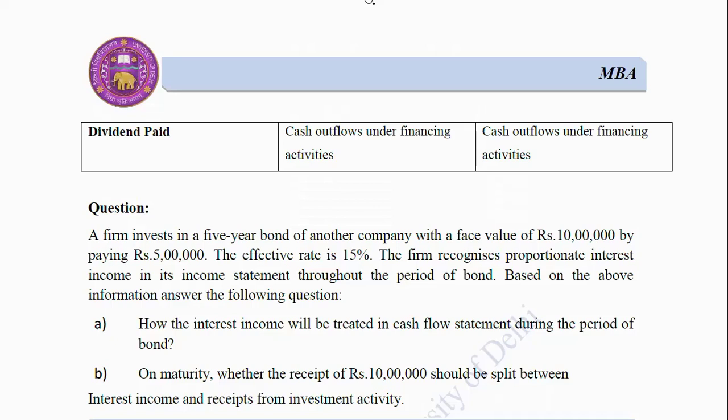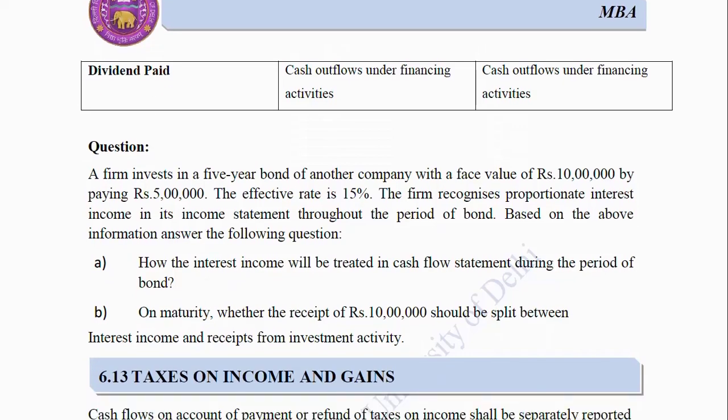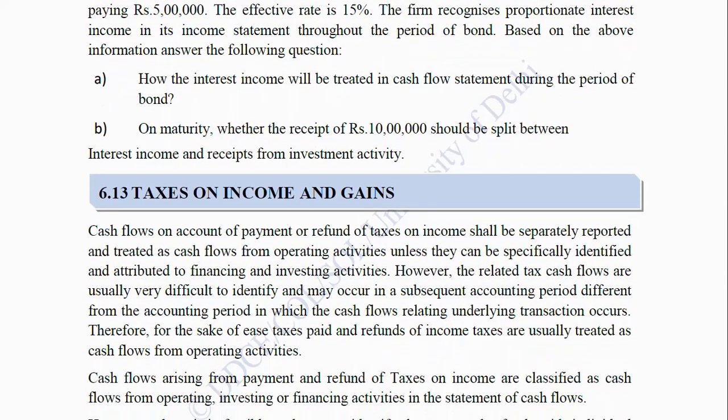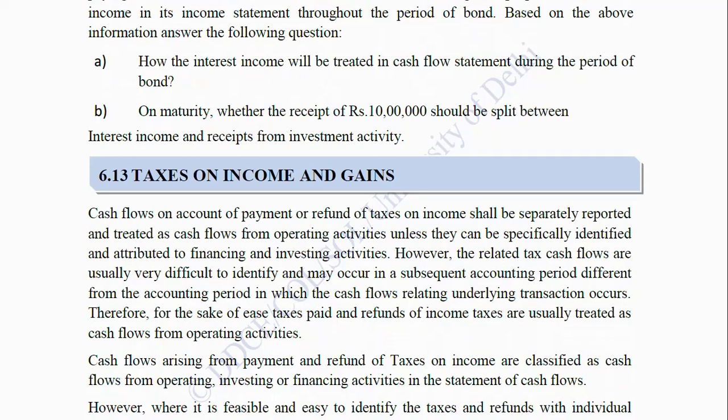Question. A firm invests in a 5-year bond of another company with a face value of rupees 10 lakh by paying rupees 5 lakh. The effective rate is 15%. The firm recognizes proportionate interest income in its income statement throughout the period of the bond. Based on the above information, answer the following question. How will the interest income be treated in the cash flow statement during the period of the bond? On maturity, should the receipt of rupees 10 lakh be split between interest income and receipt from investment activities?